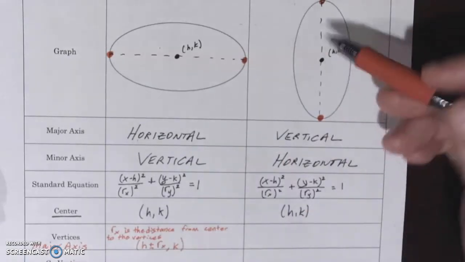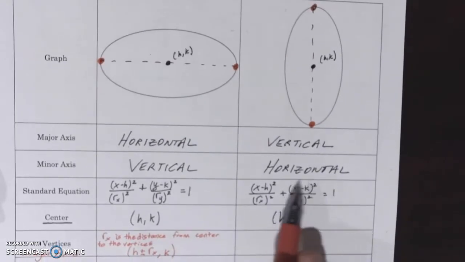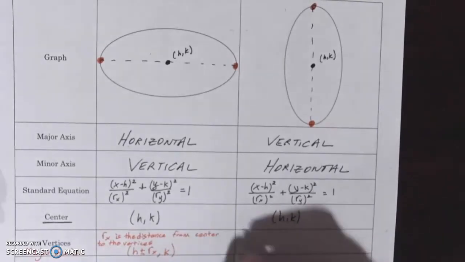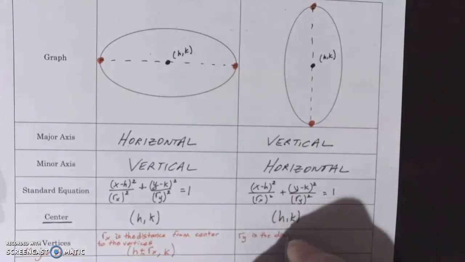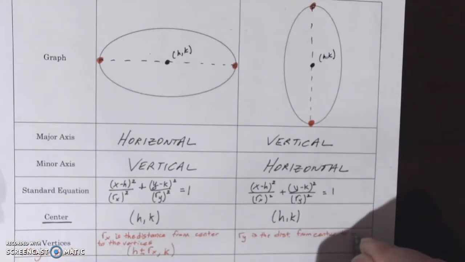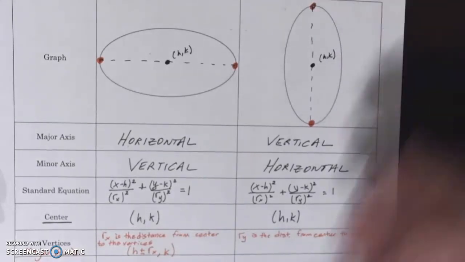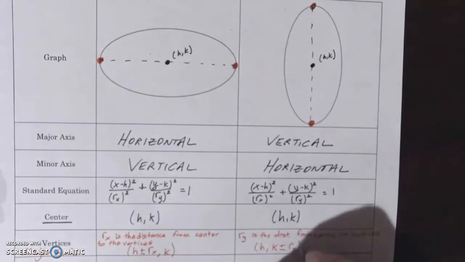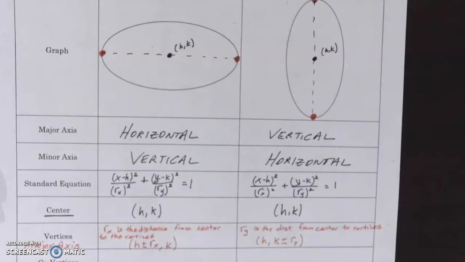If it is a vertical major axis, then the number underneath the y would be the distance from the center to the vertices. So r sub y would be the distance from the center to the vertices. It should make sense since we have a major axis that is vertical. Okay? So it would be h comma k plus or minus r sub y. And those would be the coordinates of the vertices.